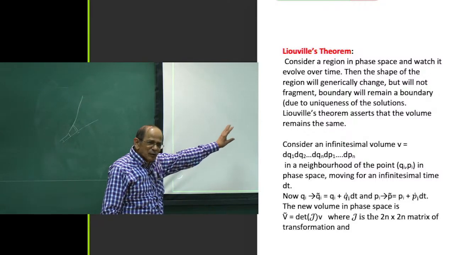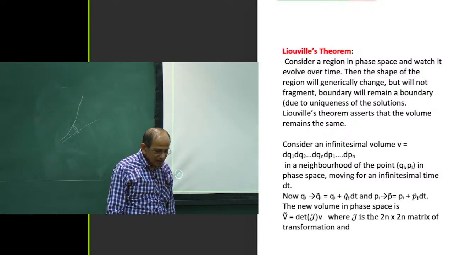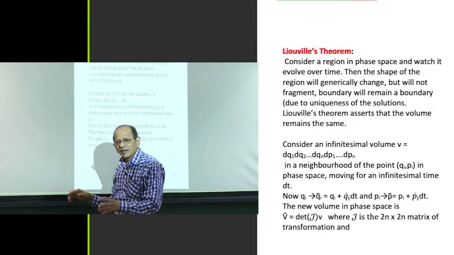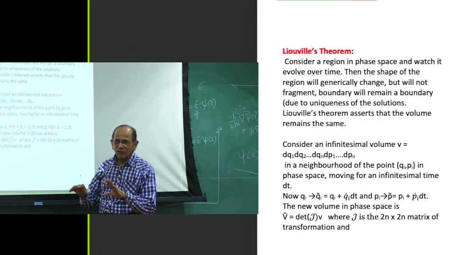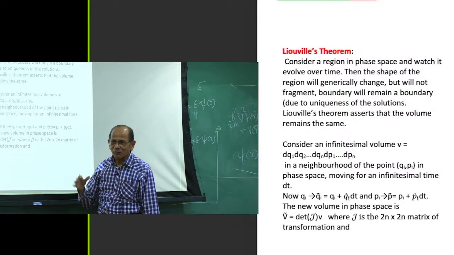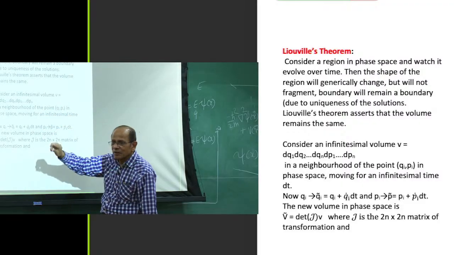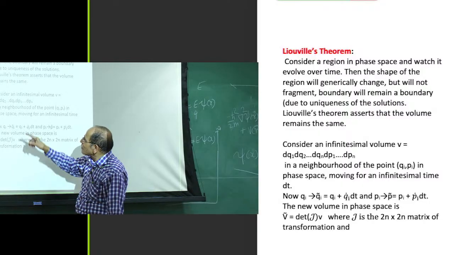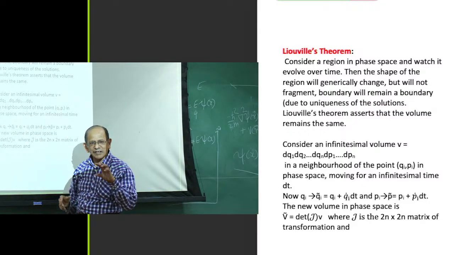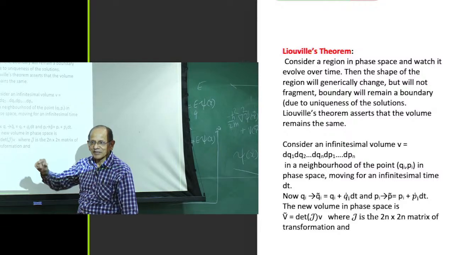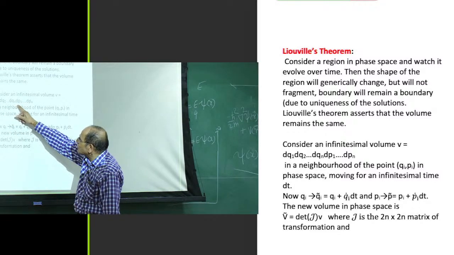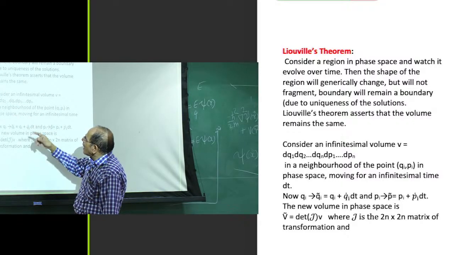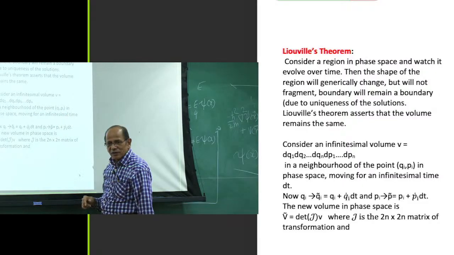But here is a proof that is exact. Okay. Suppose we consider a small volume. Once the proof is given for a small volume, you can always convert it to a big volume. Suppose V is the small volume, and dq1, dq2 up to dqn are the sides for that. For simplicity, the shape is taken to be a parallelepiped. That's why the sides are dq1, dq2 up to dqn, dp1, dp2 up to dpn. This is in the neighborhood of some point, let us say Qp.